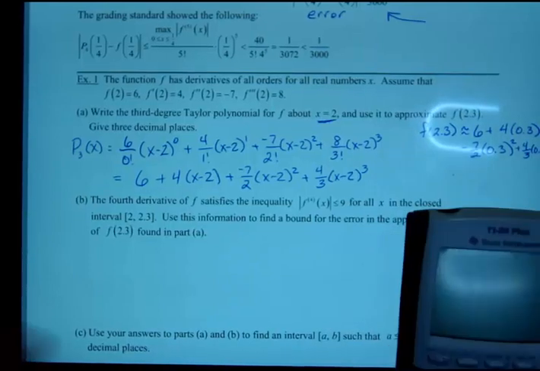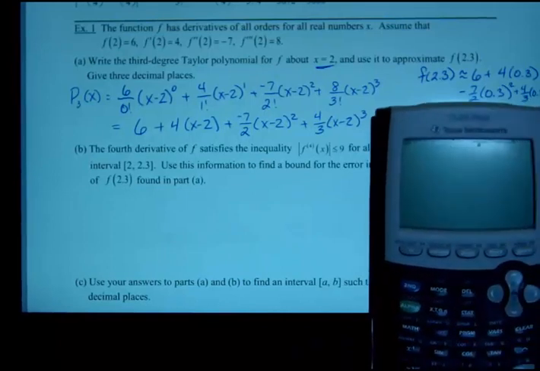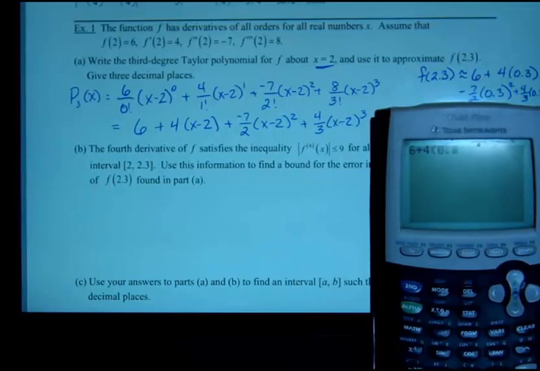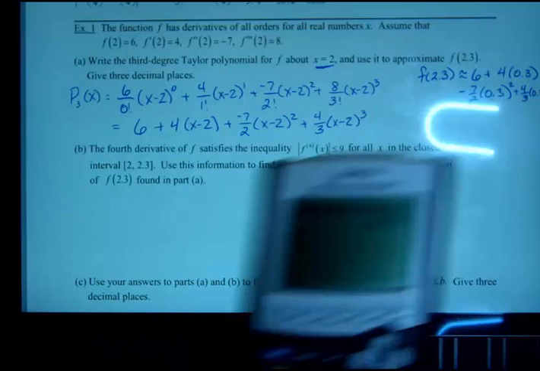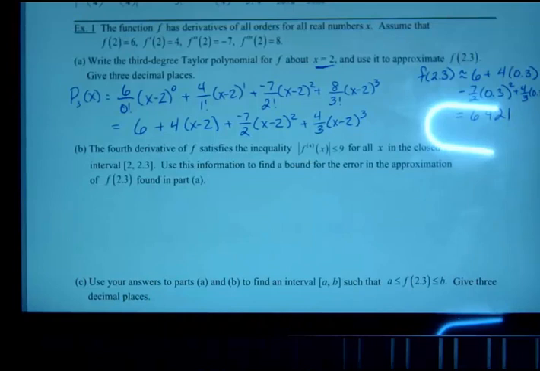So I'm going to scoot that up so I have room to put my calculator underneath it, and you can hopefully see what's on my screen as well as what I'm typing. So we have 6 plus 4 parentheses 0.3 minus 3.5 times 0.3 squared plus 4/3 times 0.3 to the third. And we get 6.921. It said 3 decimal places, gave me 3 decimal places. We're good.